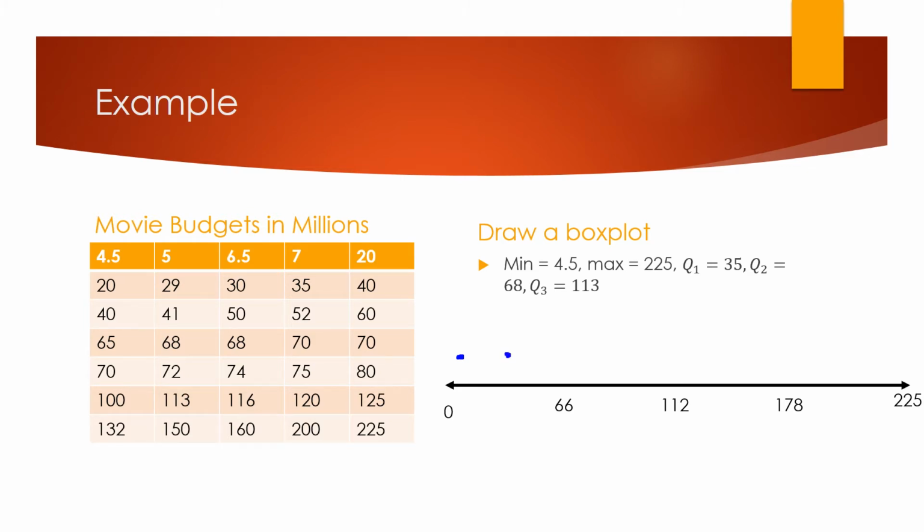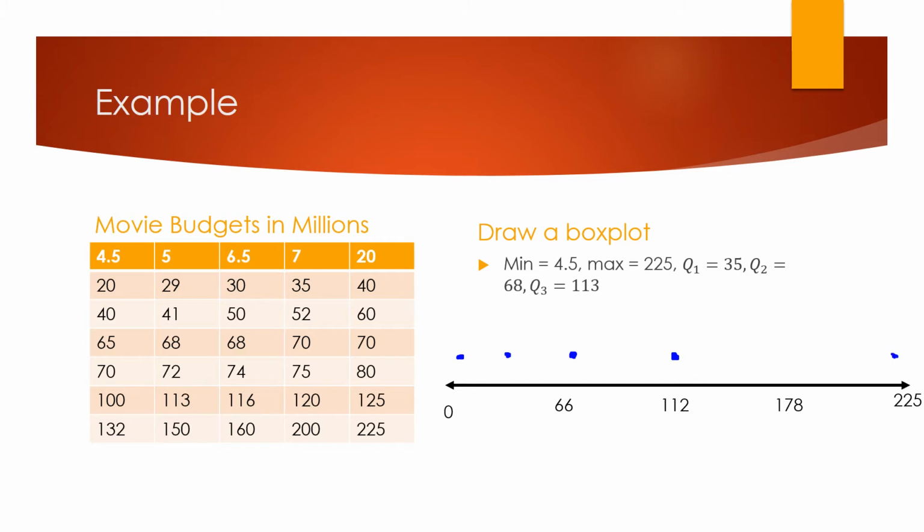Then 68 is my median. Therefore, I'm just going to be just above 66. Quartile 3 is going to be at 113, which is right around the middle of my number line. And then my maximum of 225 down towards the end.